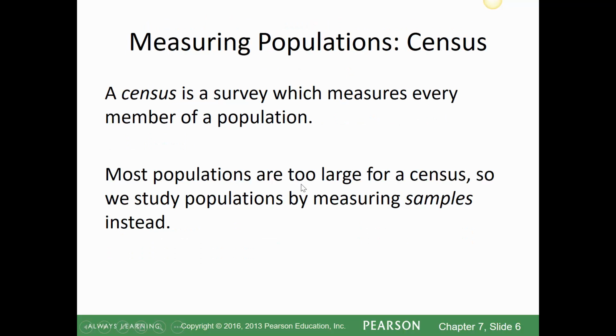Another important term is a census. A census is where you're taking a survey and you're measuring every member of a population. An example of this is the U.S. tries to do the census, right? But something that we have to keep in mind is that most populations are too large for a census. Most populations are way too big to try to track everyone or even to identify who will fit in your population.